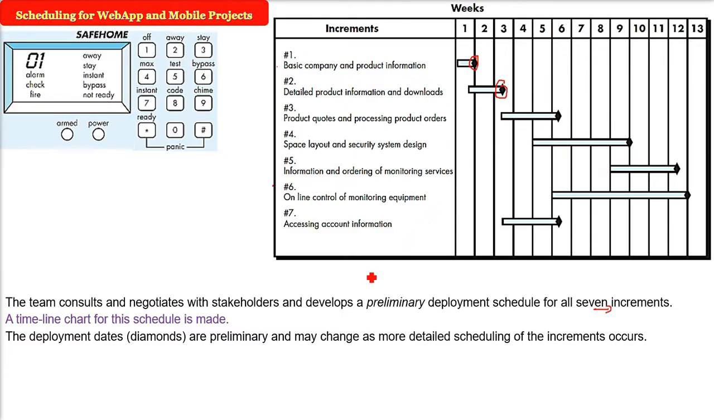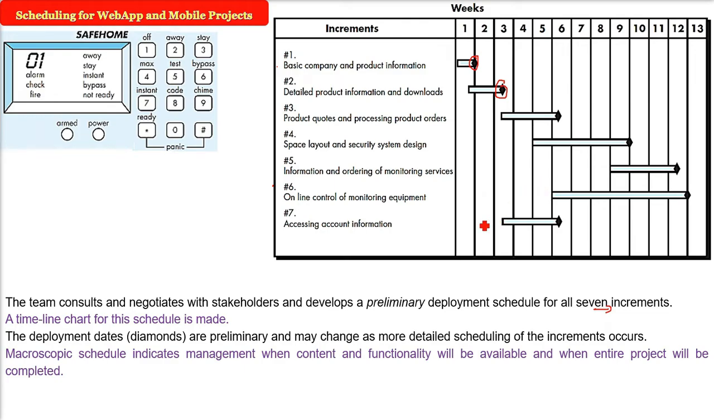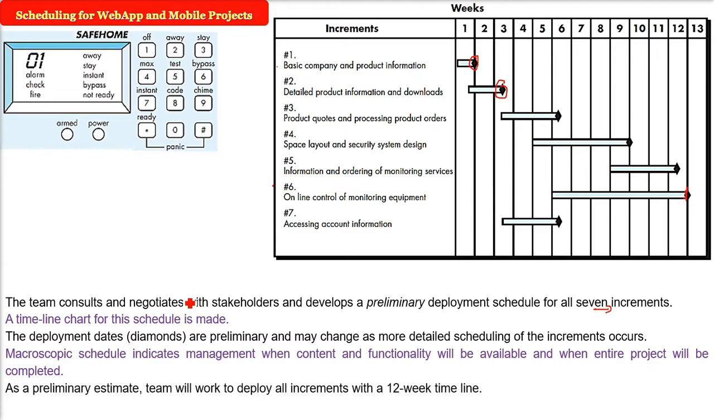Because these are the 7 increments we have finalized, the macroscopic schedule indicates to management when content and functionality will be available and when the entire project will be complete. As a preliminary estimate, the team will work to deploy, you see here, on the 12th week timeline. And you also see here the 3rd, 4th and 7th. These are some increments and these will be developed in parallel, that is, at the same time.